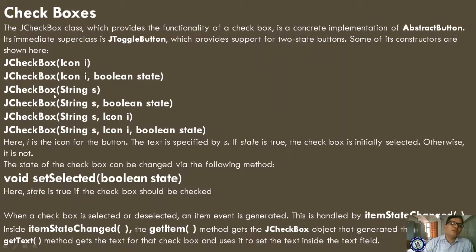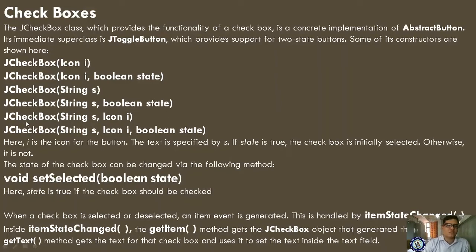JCheckBox(String s): here the checkbox appears with text. Next, JCheckBox(String s, boolean state): your string is appearing as well as a boolean state. So the boolean state means you can decide whether it is checked or unchecked by specifying the state.